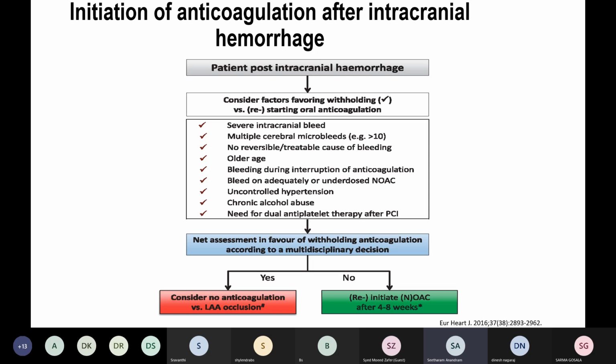Is the risk recurrent? If any of these factors are yes, then you should strongly think about not starting anticoagulation: if it's a severe intracranial bleed, if they have multiple cerebral microbleeds, if there is no reversible or treatable cause for the bleeding, if it's an older age group, if there's uncontrolled hypertension, or if there's a history of chronic alcohol abuse. You should be extremely cautious if you do want to reinitiate the oral anticoagulation. Otherwise, they can be started 4 to 8 weeks after the intracranial event.